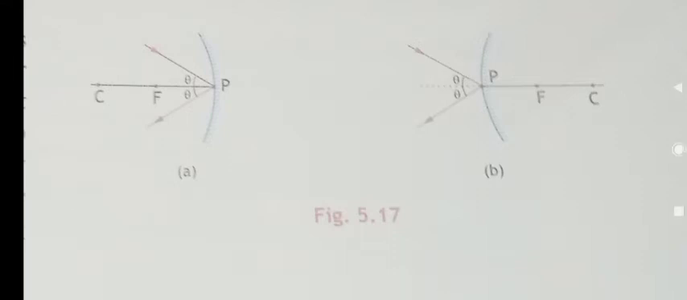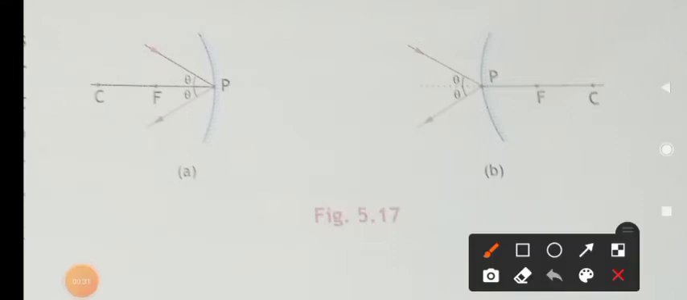So as in the plane mirror, the angle of incidence is always equal to the angle of reflection. The principal axis acts as the normal here. This is the same for the incident ray in the concave mirror as well as the convex mirror. Is it clear, children?